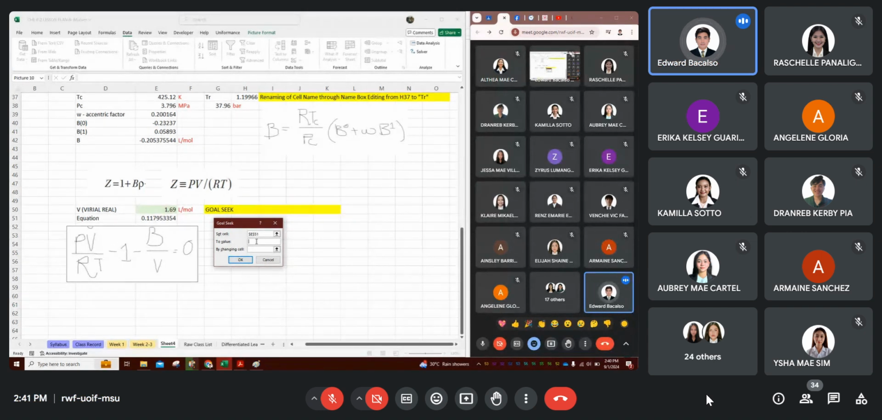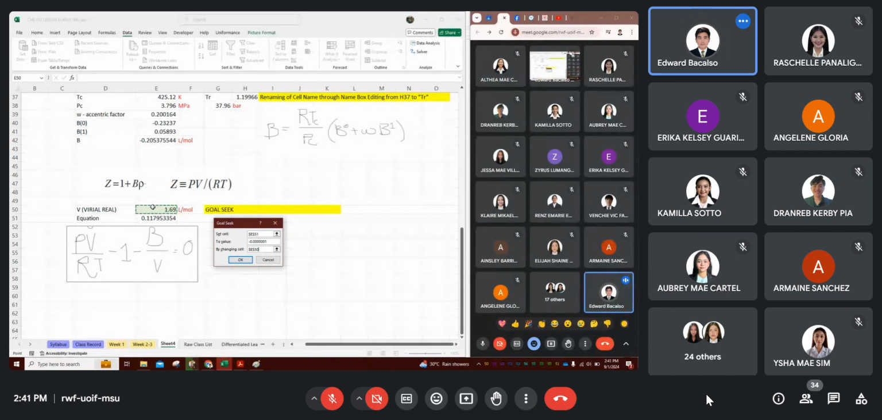Set natin siya to a value of, usually, kayo nagsiset nito, ang value is base equation 0. Pwede siyang 0.00001, something that approximates 0, or pwede din negative 0.00001. So this approximates 0. Yan. So by changing cell, alin yung cell ngayon na magbabago to get to the value of 0. So of course, ang iset natin na magbabago yung virial real volume.